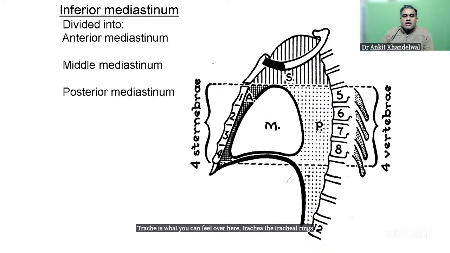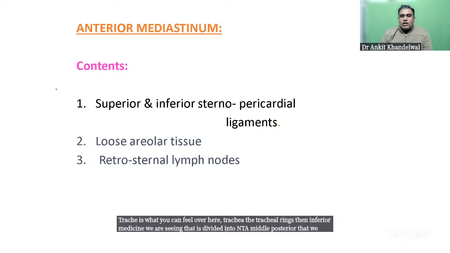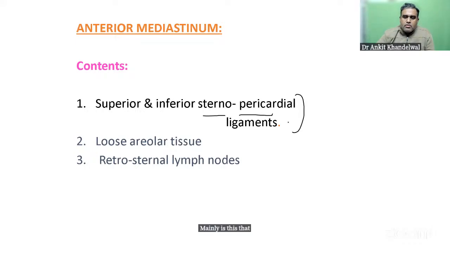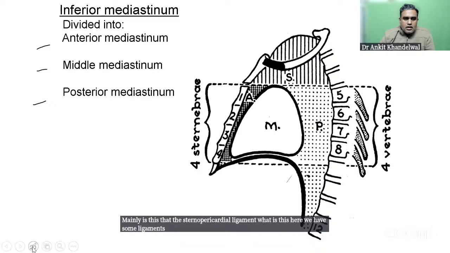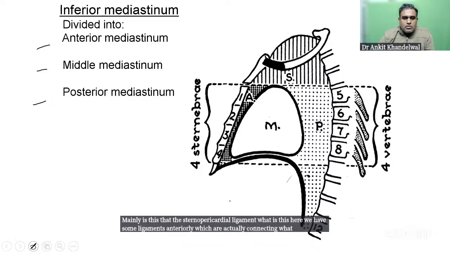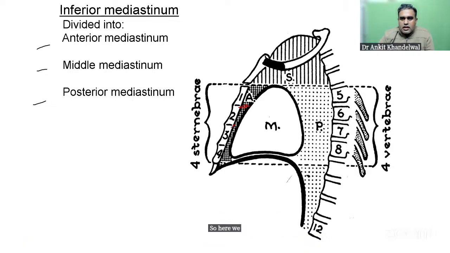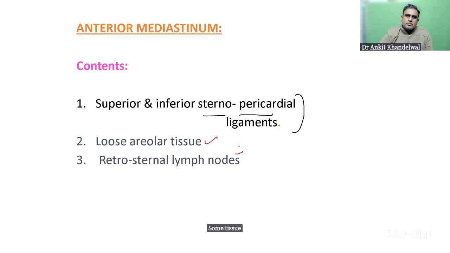Then the inferior mediastinum, which we have seen is divided into anterior, middle, and posterior. What will be there in the anterior mediastinum? Very few structures. Mainly the sternopericardial ligaments. What are these? Here we have some ligaments anteriorly which are connecting the sternum to the pericardium. They are known as sternopericardial ligaments. Also some tissue and some lymph nodes.